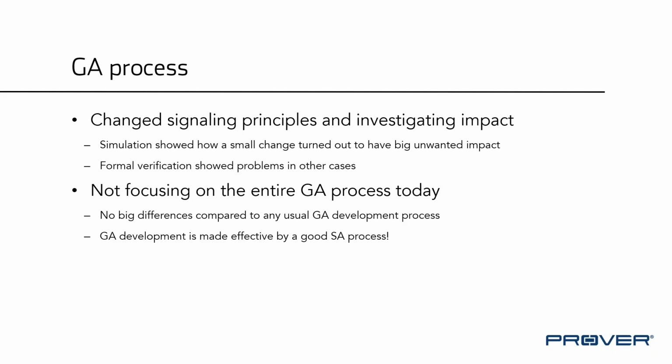So we had one example where simulation showed unwanted things, and one example where formal verification found this instead. We haven't been focused on the entire GA process today, but I would say that the generic application process when we work like this is not very different compared to any usual generic application development process. But please keep in mind that to have an efficient generic application development process, you need to have a good specific application process.